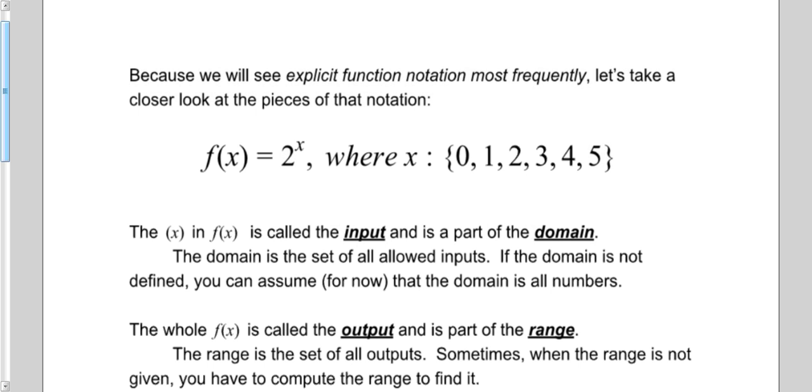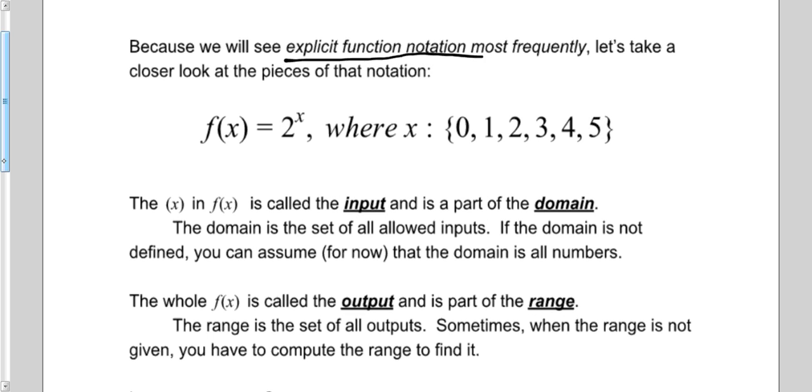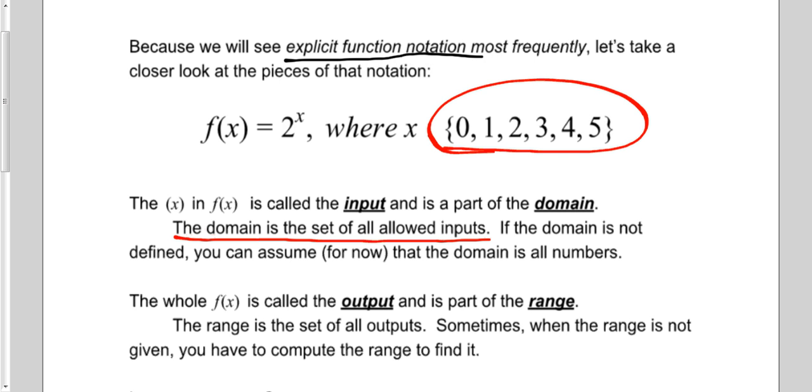We're going to see explicit function notation most frequently. So that's what we're going to look at, and this is how I am showing my explicit function notation. Now, the x in f of x, that part I'm highlighting right there, is called the input, and the input is part of what we call the domain. Very important that you look at this, because this is going to be important. The domain is the set of all allowed inputs. This right here is my domain, so that's telling you what numbers you can put in for x.